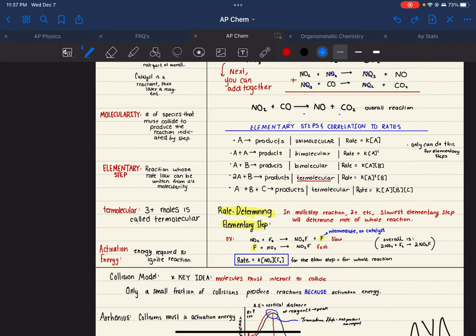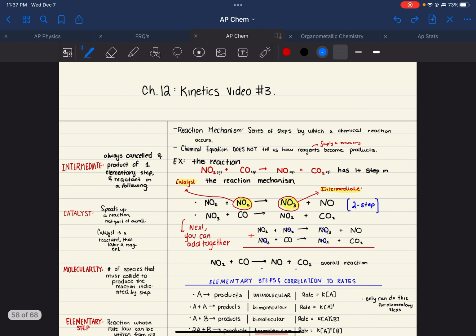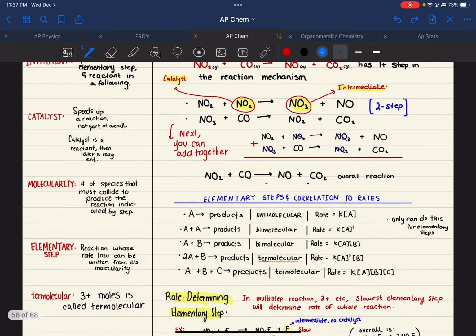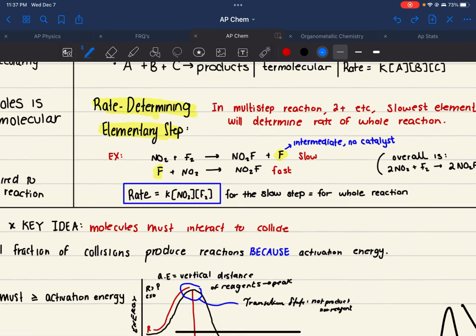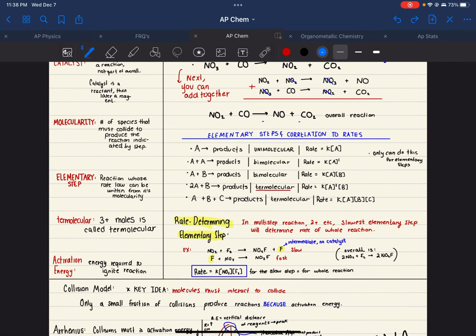The key ideas here are basically just how the reaction mechanisms are set up and what, like, an intermediate is. So basically, an intermediate is always canceled out, but it's a product of one step and then a reagent of another, meaning that it's created in a step, and like right here, fluorine gas is created, and then it is a reagent here, but then it disappears, which means it'll always be canceled out. That is what an intermediate is.